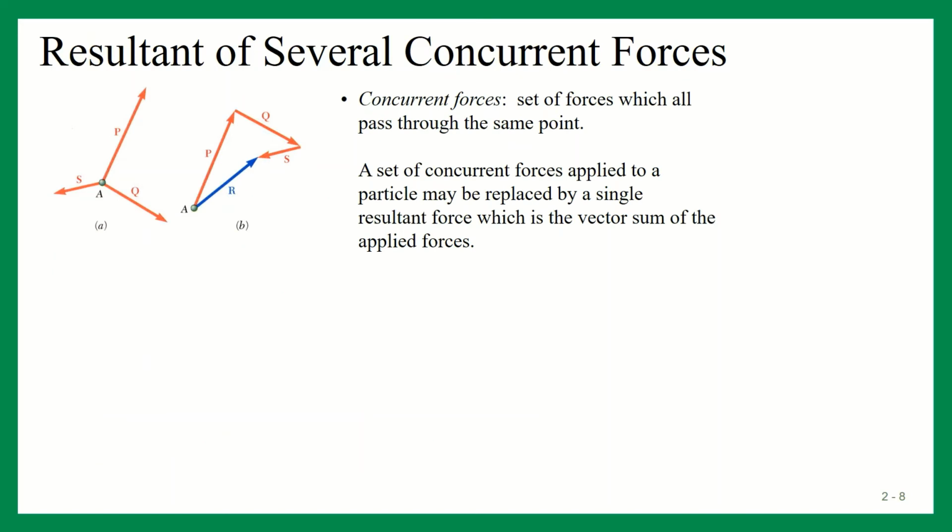Now let us see the resultant of several concurrent forces. So suppose we are having a point A. First we should know what are the concurrent forces. So if all the forces are passing through the same point, then those forces are called as concurrent forces. Because these forces P, Q and S are passing through the same point A, all these forces are concurrent forces.